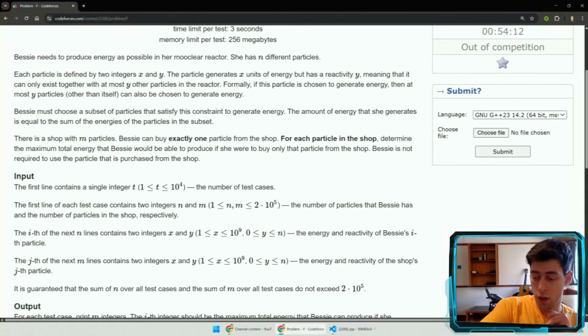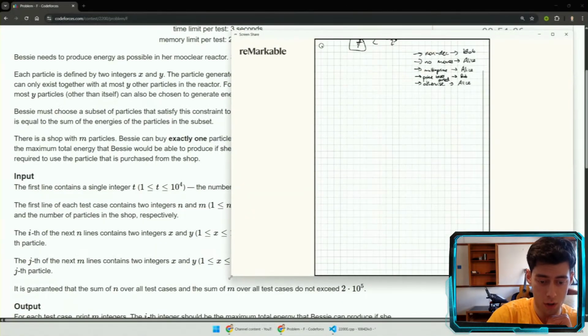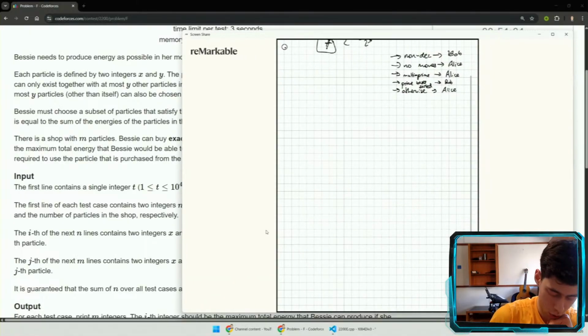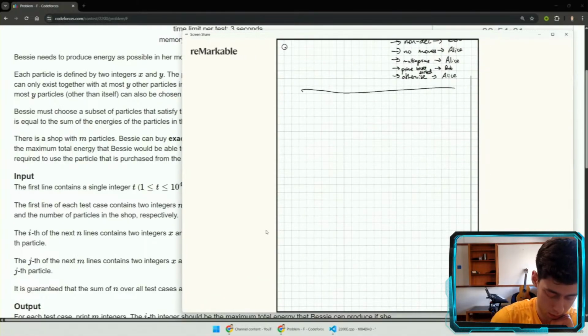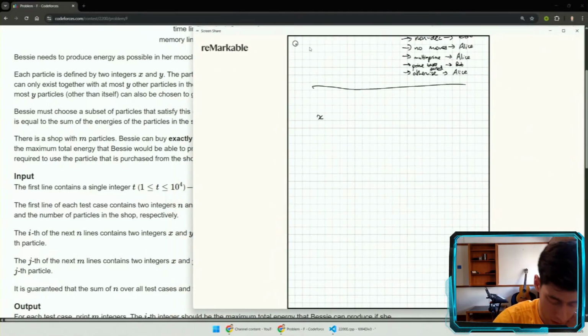Obviously, first we have to just consider the problem without the additional particles. So imagine we've got some particles chosen. x is the amount of energy we get, the total energy, right? The sum of energies. And y is the number of particles we're happy with. This is good if it's high, and this is good if it's high as well.